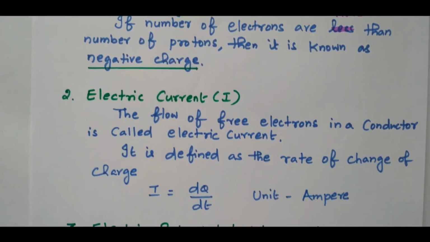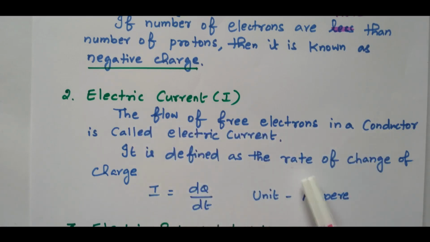We already discussed, if any external force is applied, the electrons are moving. Atoms are moving from one place to another place. So the flow of free electrons, this is electric current, and the symbol is I. The flow of free electrons in a conductor is called electric current. When we say current is flowing, it means the flow of free electrons in a conductor.